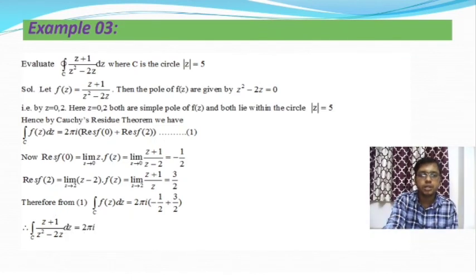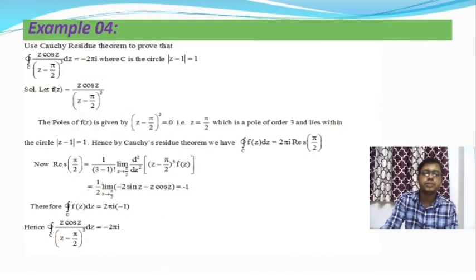Let us move on to the last slide. This is example number 4, the last example for today's lecture. Use Cauchy's residue theorem to prove that the integral over C of z cos z/(z − π/2)³ dz equals −2πi, where C is the circle |z − 1| = 1. And |z − 1| = 1 is a circle with center at the point (1, 0) and radius 1.